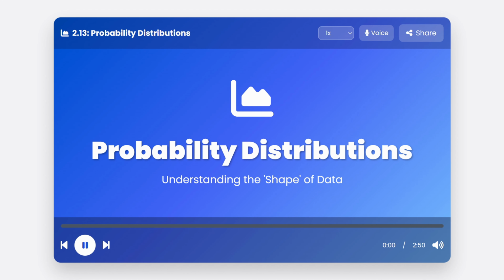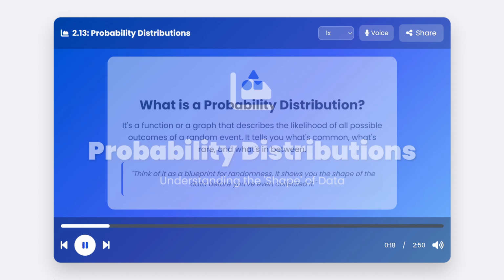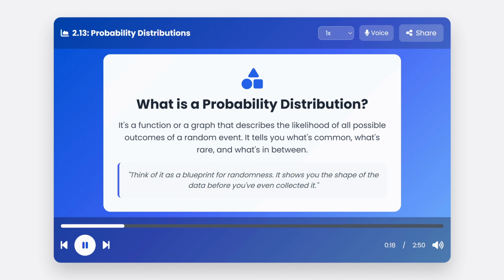Welcome back. We've talked about probability and statistics, and now we're going to combine those ideas to understand one of the most useful concepts in data science: probability distributions. So, what is a probability distribution? It's simply a graph or a function that tells you the probability of every possible outcome of an event. It gives you a complete picture of what is likely, what is rare, and everything in between. It's like having a blueprint that shows you the inherent shape of a random process.